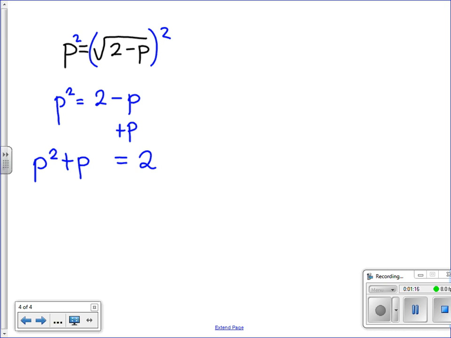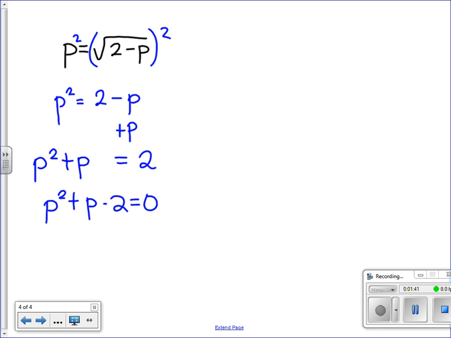Okay, how do you solve something that has a power of 2? Factor! Christian just saved all of you. Say thank you, Christian. Thank you, Christian. There you go. You've got to factor this. So this should actually be p squared plus p minus 2 equals 0.